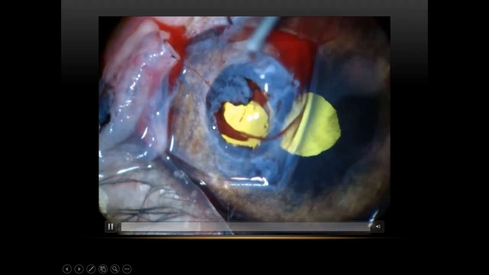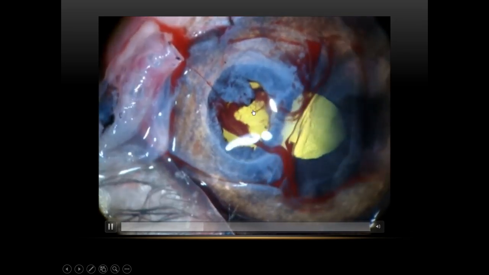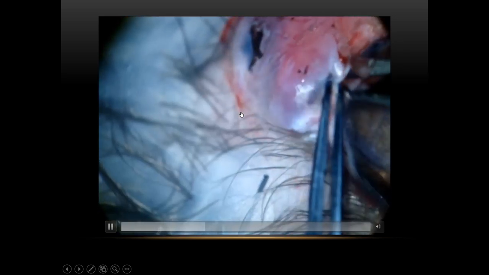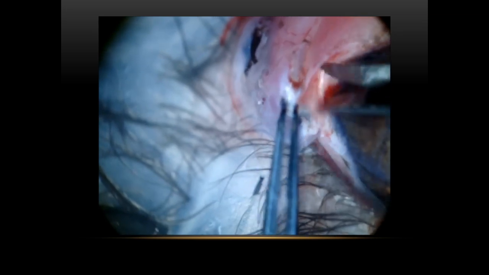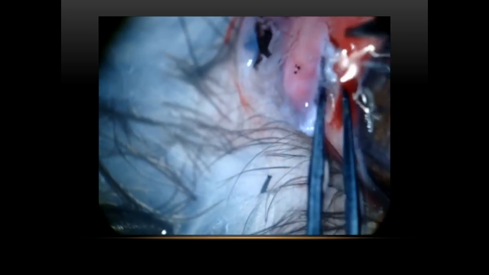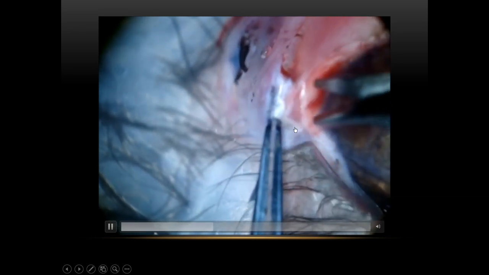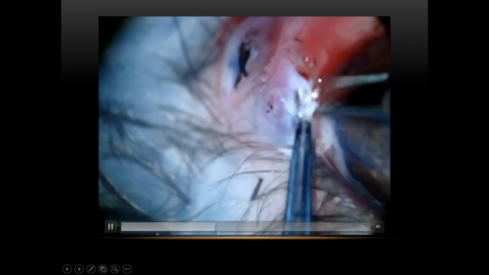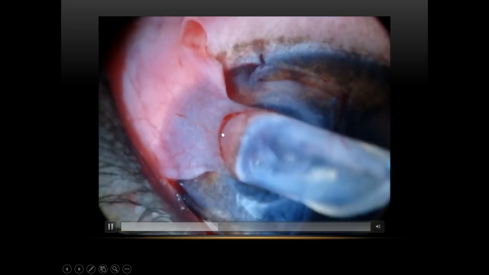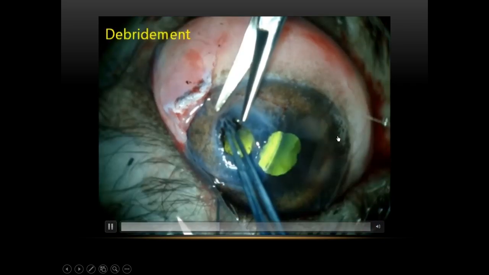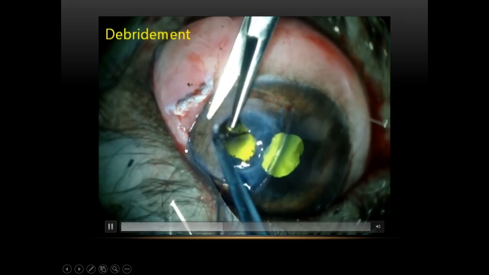Put a little bit of viscoelastic solution over the anterior lens capsule. This is the lens capsule here already. Okay, so we gotta be careful not to touch it, otherwise we're gonna have a cataract later on. So this is the limbus here, a little bit of the sclera, and then we're separating the bulbar conjunctiva, okay? So just making sure the defect is all covered with the cornea without tension.